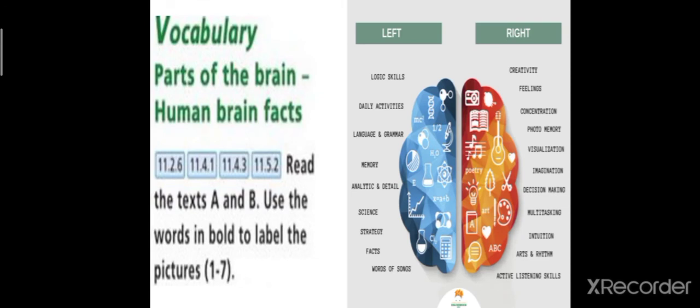The next task. Parts of the brain, human brain facts. Read the texts A and B. Use the words in bold to label the pictures 1 to 7.